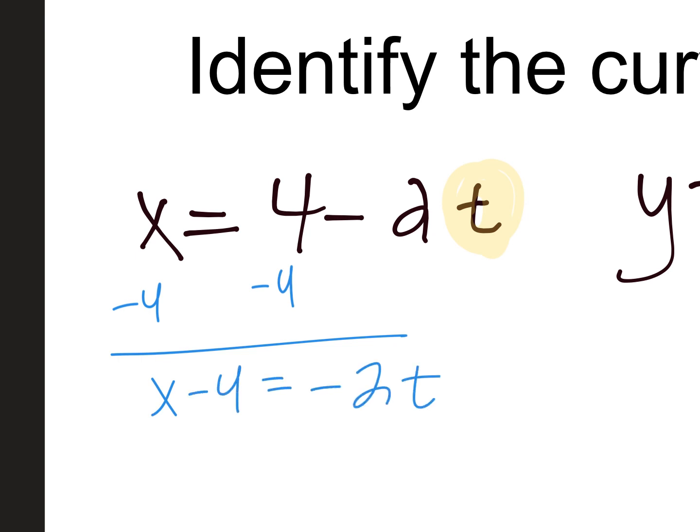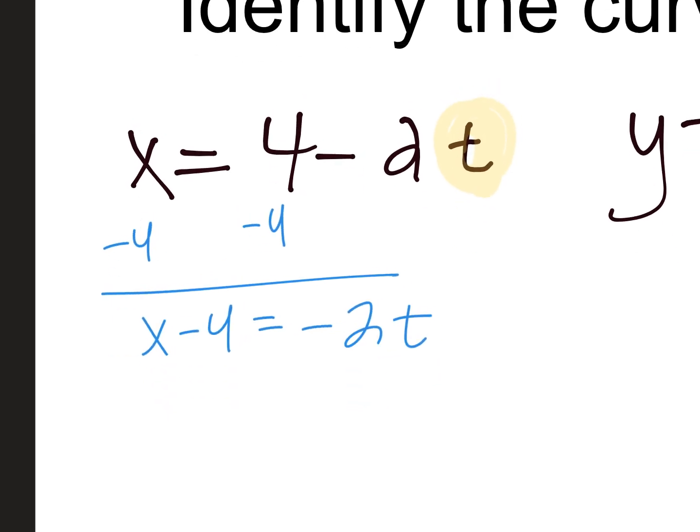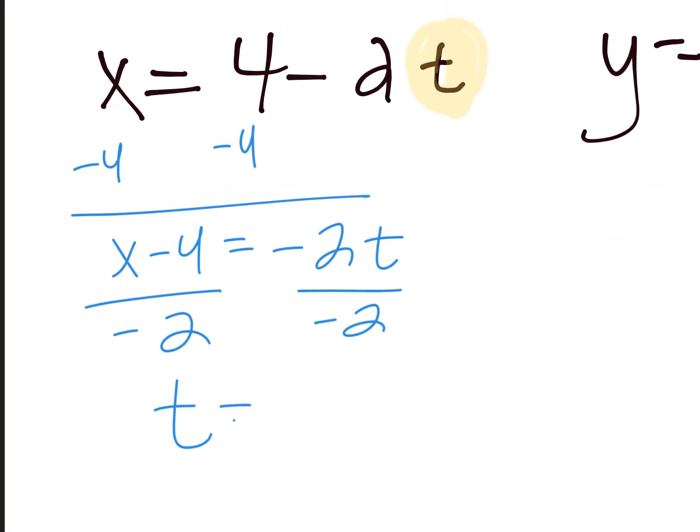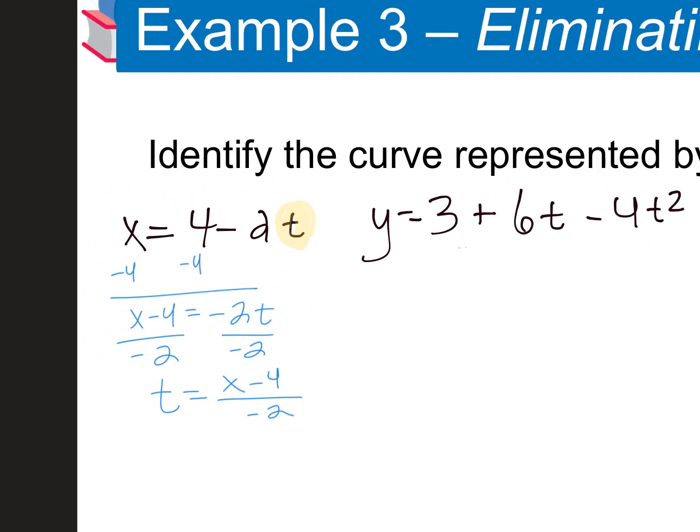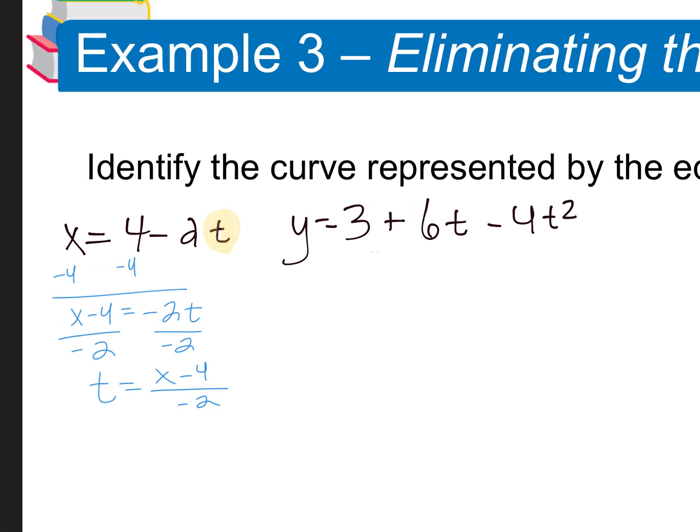And then what? Divide both sides by negative 2. So I get here t equals x minus 4 over negative 2. Does anybody have any questions about how I did that? Yes or no? No? So now what am I going to do with this? I take what I solved t for, and I plug it into the other equation.